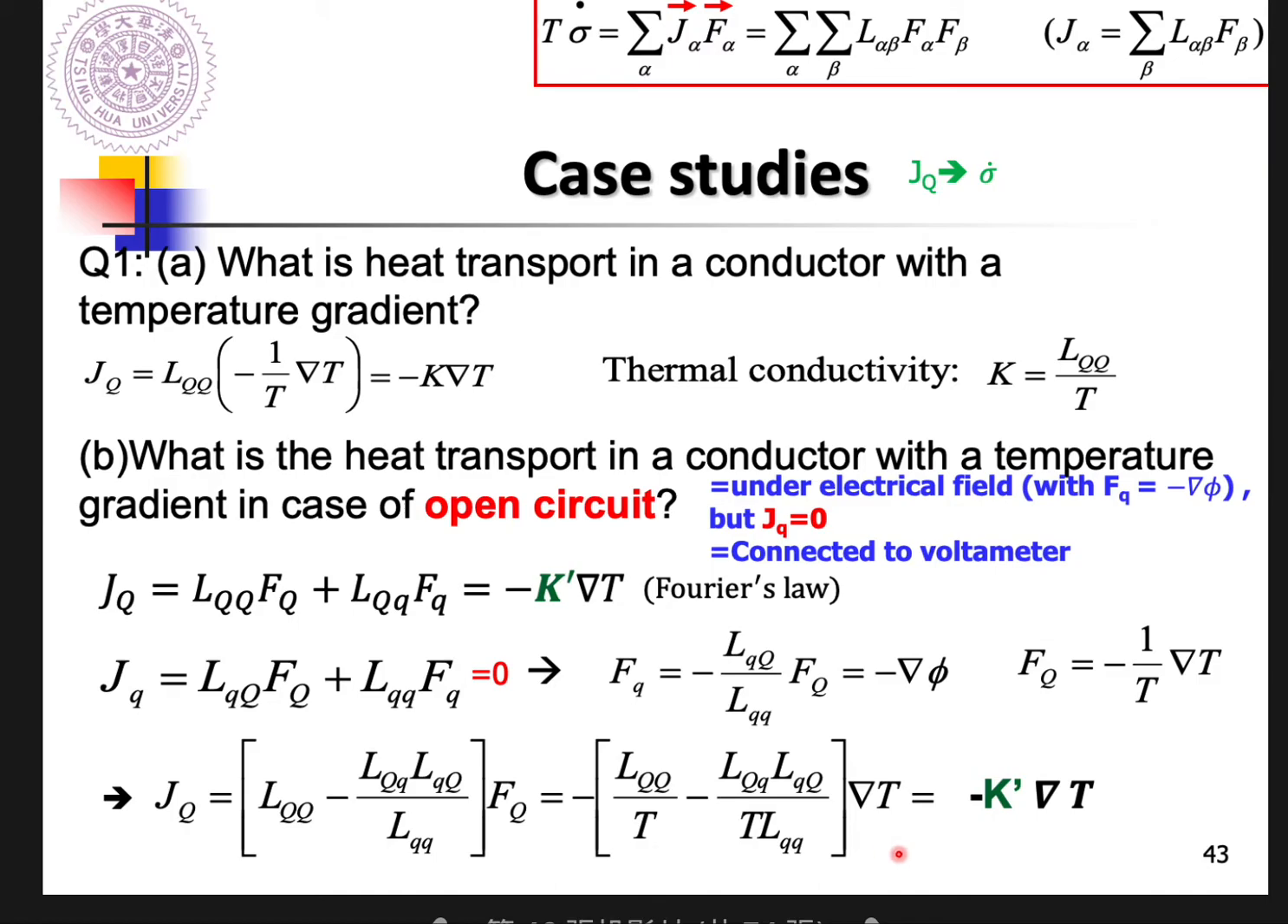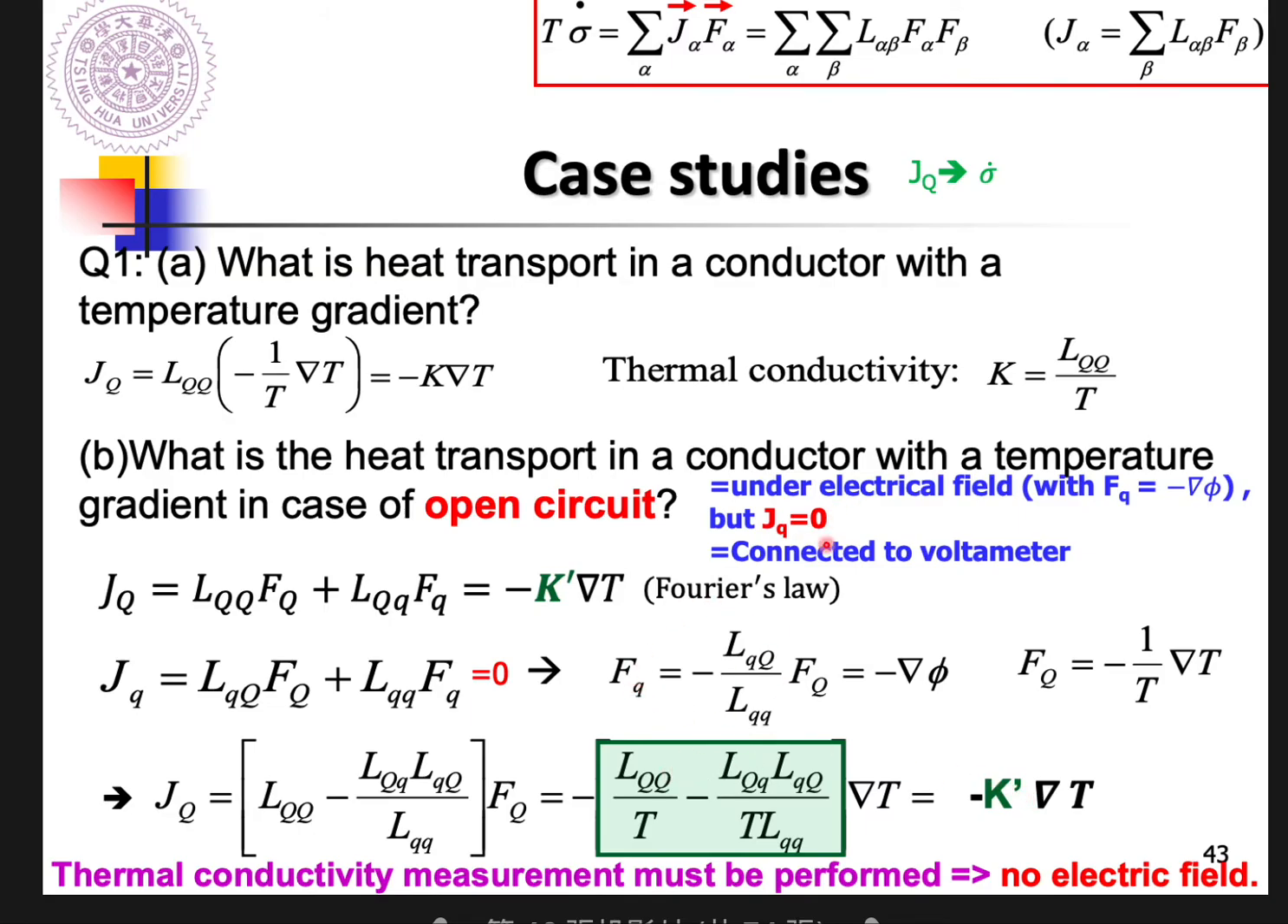And you get this relationship, and as we mentioned, Fourier's law is always correct, so this is Fourier's law, minus kappa prime times the temperature gradient. If you compare these, what's the kappa prime? It equals this value. This is kappa minus one extra term. This term is positive. So it's kappa minus a certain term, this value, and that equals kappa prime.